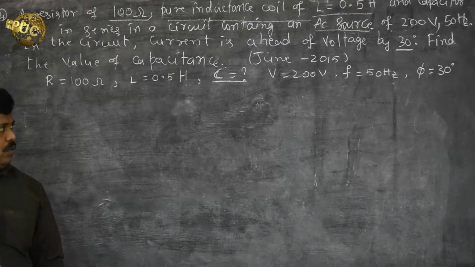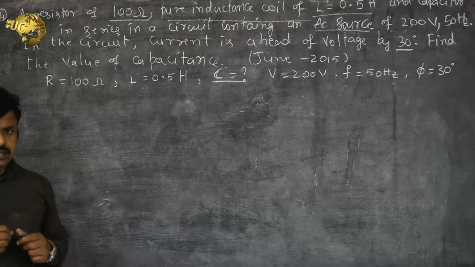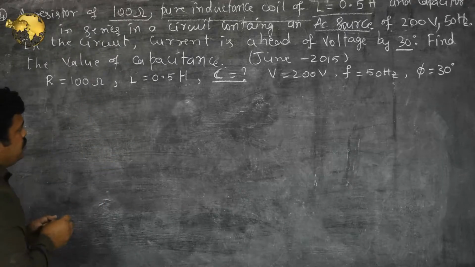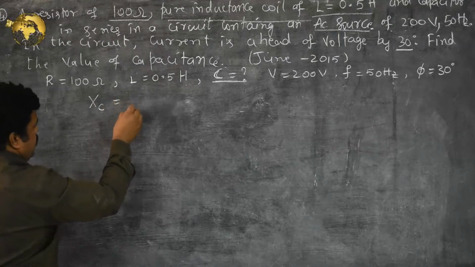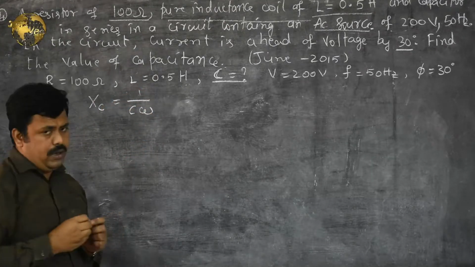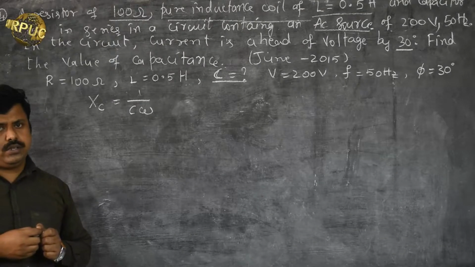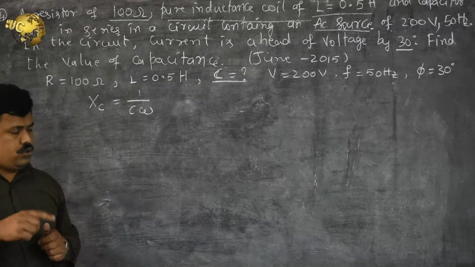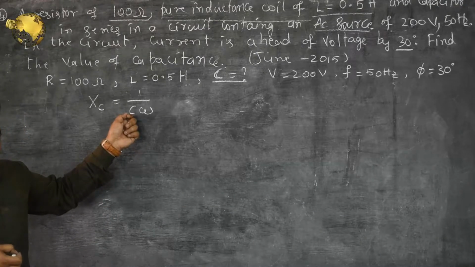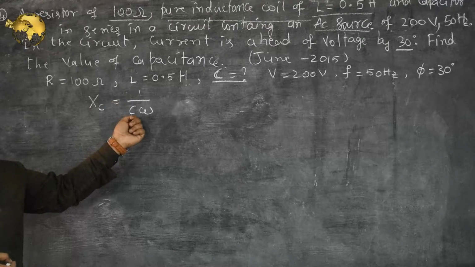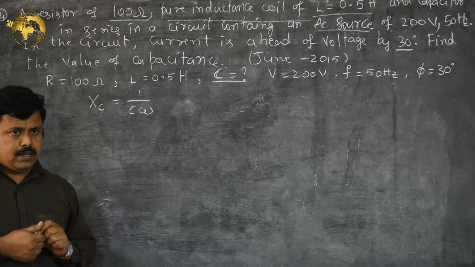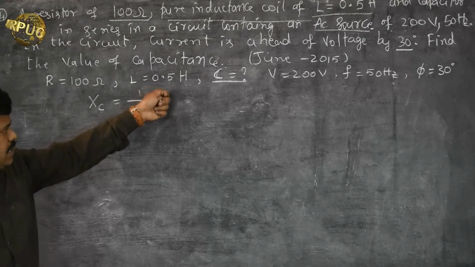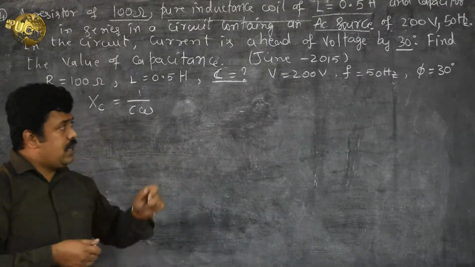Okay, we need to find out the value of capacitance. Let's see how we can find out the value of capacitance. One way in an LCR circuit, I can use the formula XC is equal to 1 over C omega, but omega is 2 pi f, 2 into 50 into 3.14. C, we need to find out. I can take this XC to this side, but we don't know the value of XC. How can that XC be calculated? If you have a look at the data, resistance is there, inductance is there, and the frequency and phi, especially this value.